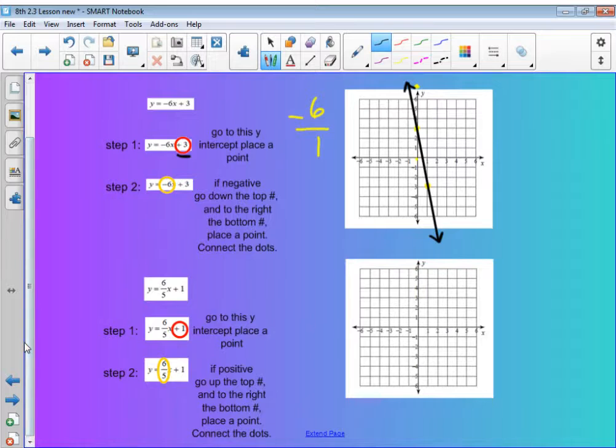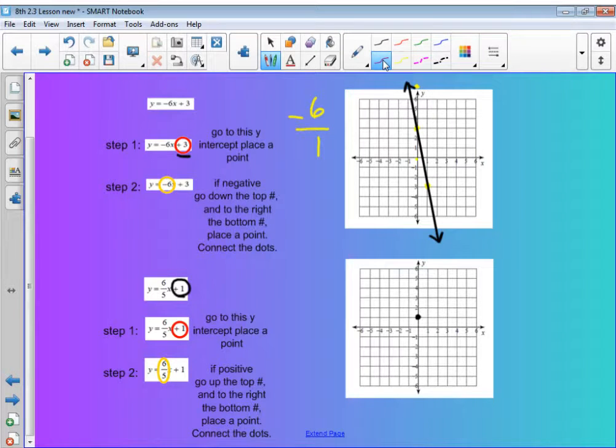So here's our next one. I have 6/5 x plus 1. So we start with our plus 1. Okay, so here's our plus 1, and we're going to go to positive 1 on our y line. So here's positive 1, put our dot. And now I'm going to go ahead and follow the slope. So this time I have a positive 6/5.